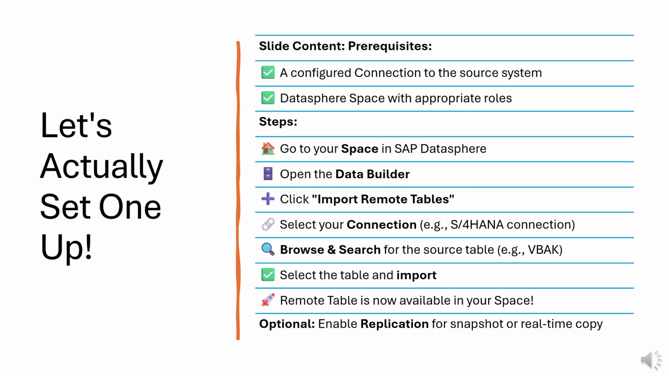A bonus tip for you. You can optionally turn on replication, which means Datasphere will periodically copy the data locally for better performance. But by default, it's federated, live and real. So basically, this is how you can enable replication as well, along with data federation.